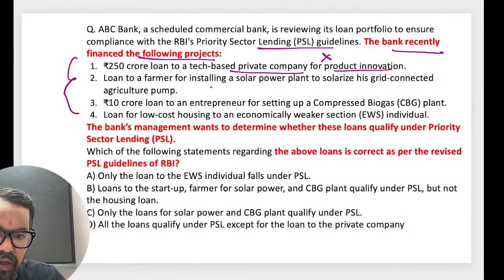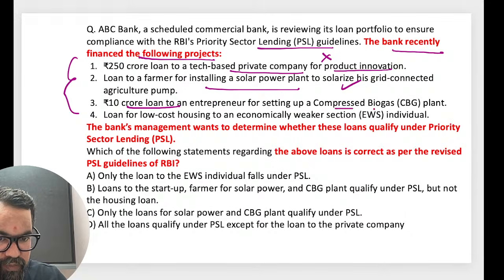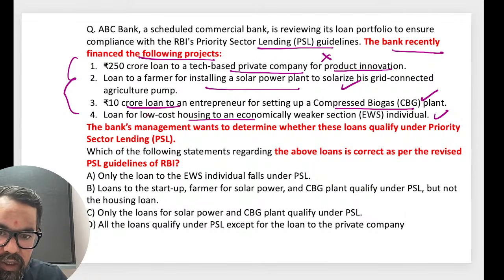A loan to a farmer for installing solar power plants, to solarize the power grid. This will get covered. A 10 crore loan to an entrepreneur setting up a business. This also will get covered. A loan for low cost housing. This will also get covered. So apart from this, others will get covered under this one.